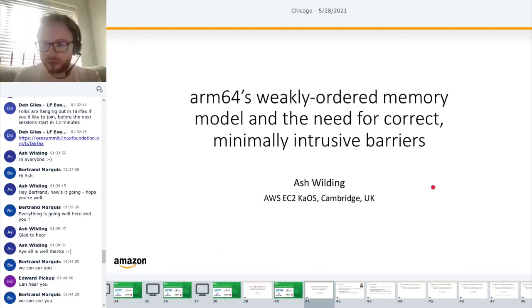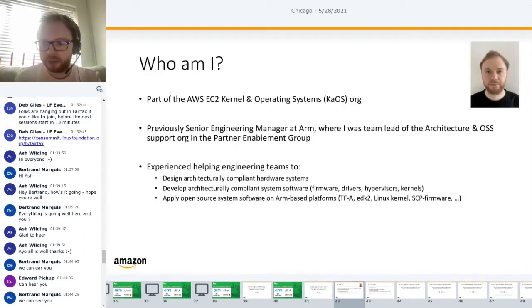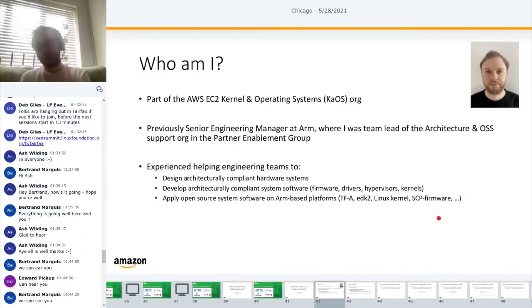So let me just figure out how to use this software. Do I click and that'll work, or do I have to press that? Okay, there we go.